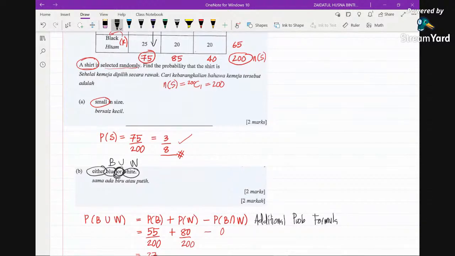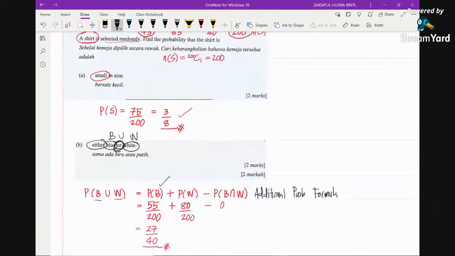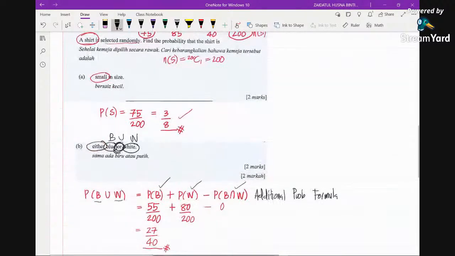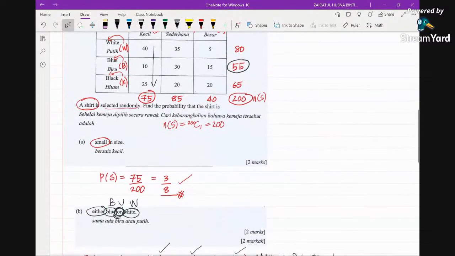So now the question says find the probability either blue or white. So by using the addition probability formula, it's PB plus PW minus P of B intersect W. So PB, probability of blue. We have got blue here, the total is 55, regardless of the sizes. So it's 55 over 200. And then plus the probability of white. Again, regardless of the sizes, it's 80 over 200.